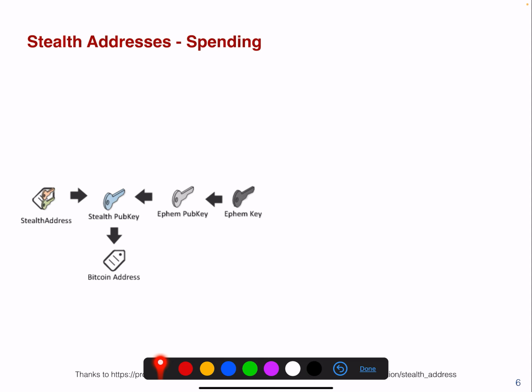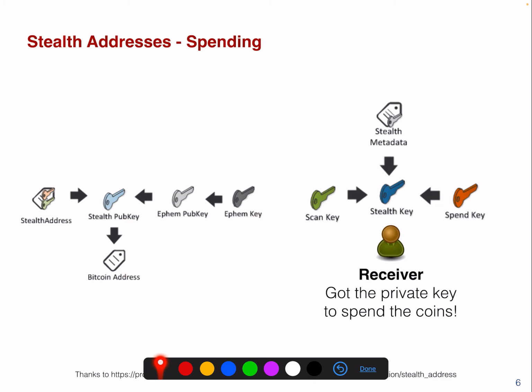So how do you spend those coins now? Well, the receiver has the stealth address. He gets the ephemeral key, right? And given this, he basically has a way to identify this Bitcoin address. So what the receiver does here is take the scan key, take the spend key, and generate a new private key, that's the stealth key, given this additional metadata. Right? And given this private key now, he's able to spend the coins that were received on this particular Bitcoin address here.